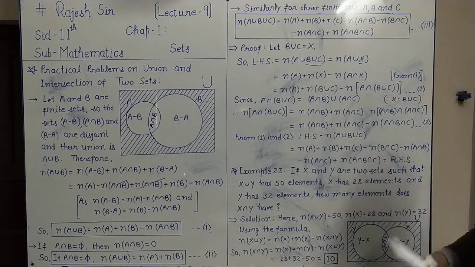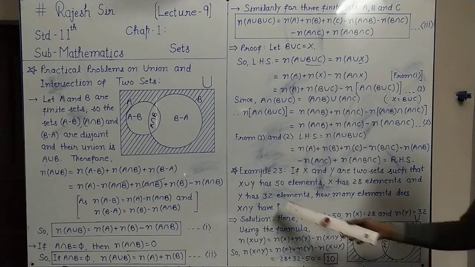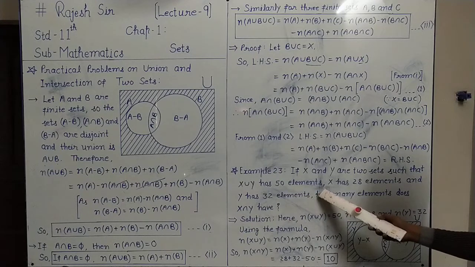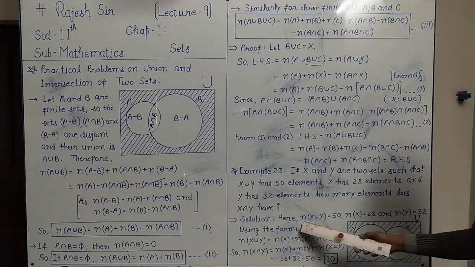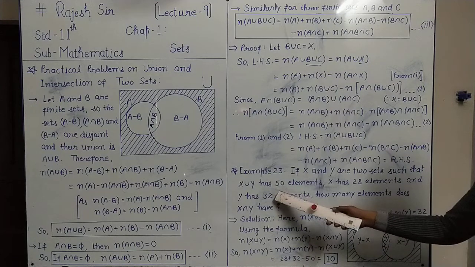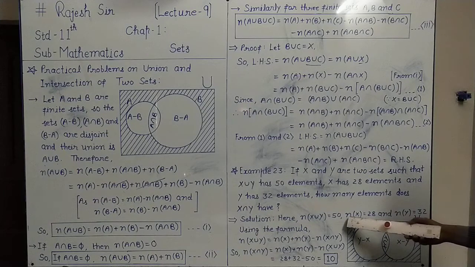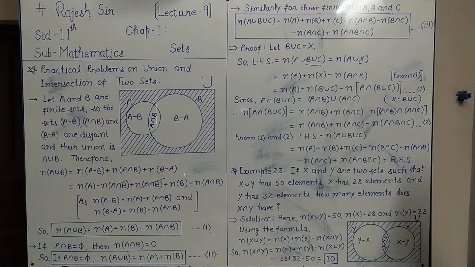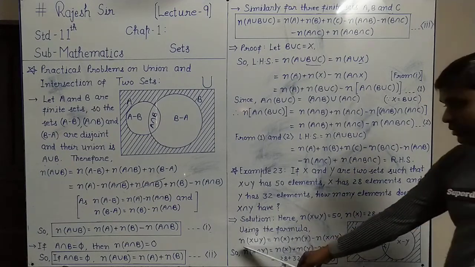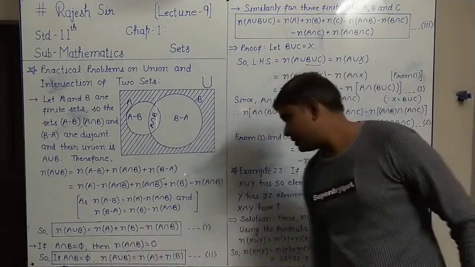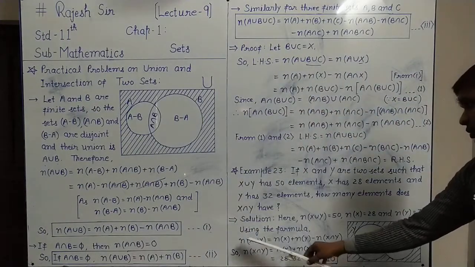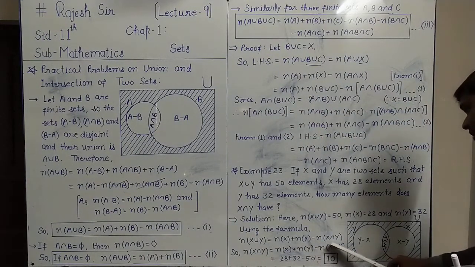So in the solution we use the notations and write the data. X union Y has 50 elements can be written as n(X union Y) is 50, the number of elements in X union Y. X has 28 elements can be written as n(X) equals 28. Y has 32 elements can be written as n(Y) equals 32. Using the formula, with X and Y in place of A and B, n(X union Y) equals n(X) plus n(Y) minus n(X intersection Y).